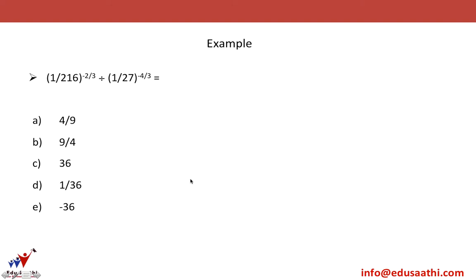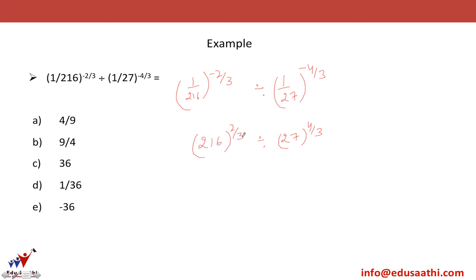Let's try some examples here. So I have 1 divided by 216 raised to power minus 2 by 3 divided by 1 divided by 27 raised to power minus 4 by 3. So the first thing we do is change this power to a positive power. So I'll have 216 raised to power 2 by 3 divided by 27 raised to power 4 by 3. So I'll just take the reciprocal and this negative sign in the power goes away.